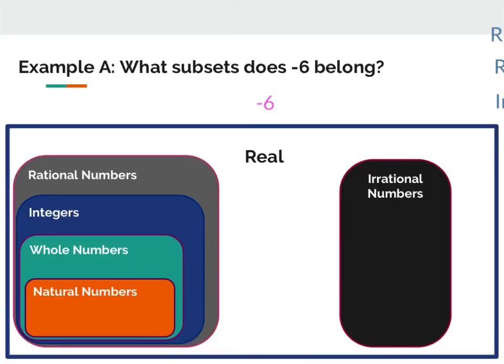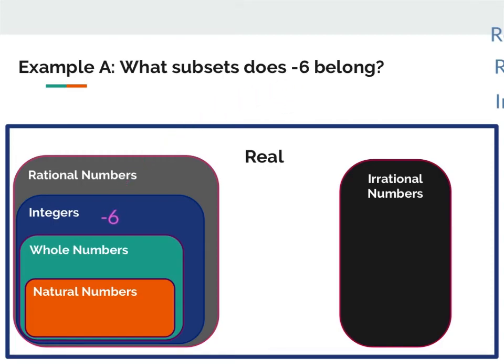Here we are at example A. Example A says, what subsets does negative 6 belong to? So we're going to have to take our negative 6 and figure out which subsets it belongs into. I've got no fractions, no decimals. So I know that it's at least rational, but it's negative, so it can't be a natural number. It's not 0, so it's not whole. So I know that negative 6 is an integer.